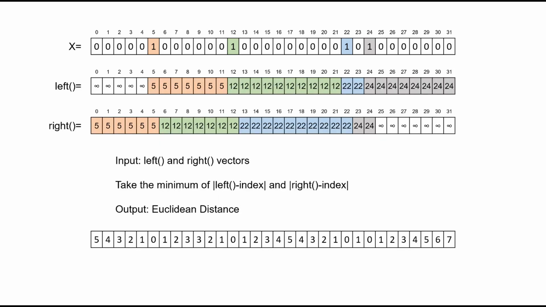At this stage we have the left and right output. The absolute value of the left minus the index position gives us the distance to the closest left pixel. Similarly for the right pixel. By taking the minimum of those two, we obtain the Euclidean distance to the closest foreground pixel within the warp.